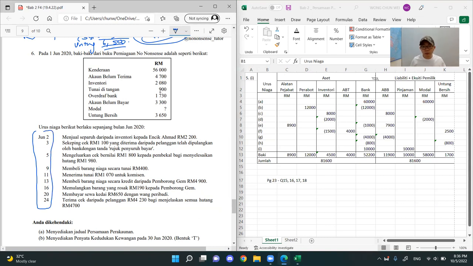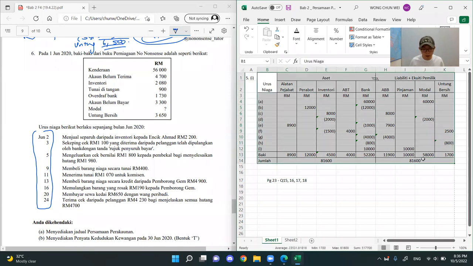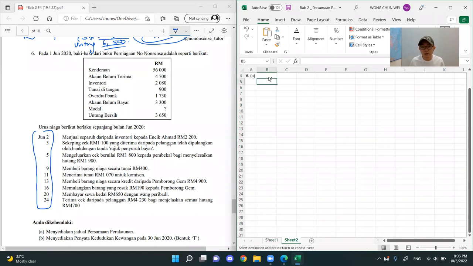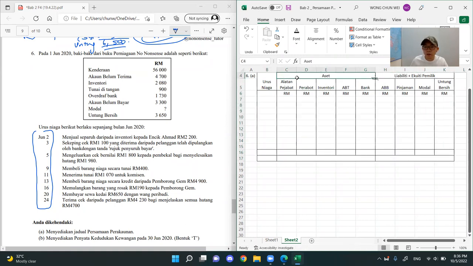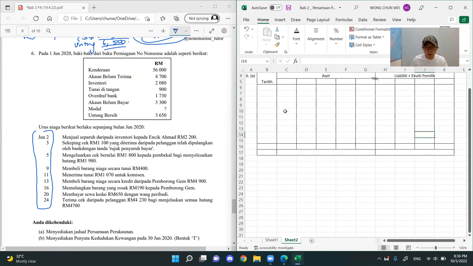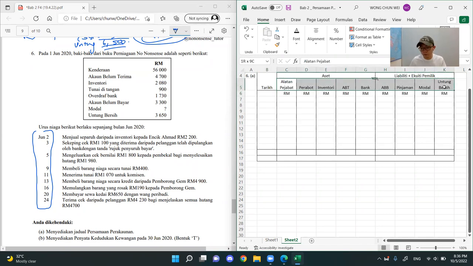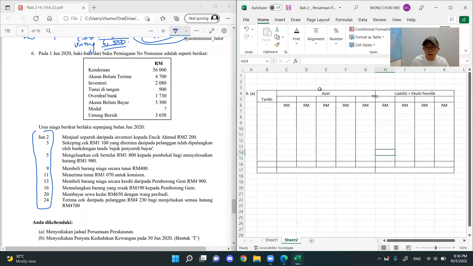Okay, so there are two types. Satu ialah, they give you A, B, C, D, E, F, G, H, I, and then the other one will be the tarik. So for tarik, instead of writing urus niaga, then you just letak apa? Tarik lah, okay? So you quickly prepare your table, okay? So this one will be tarik. Okay, so it'll be like that. Your asset here, your liability plus equity per mille here.